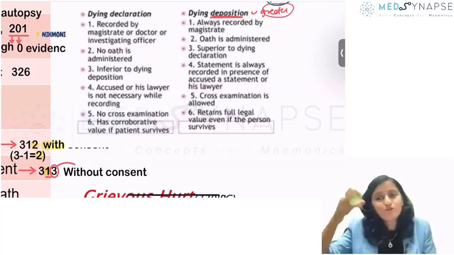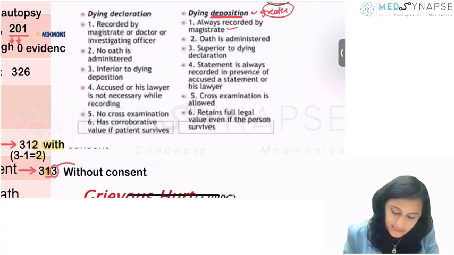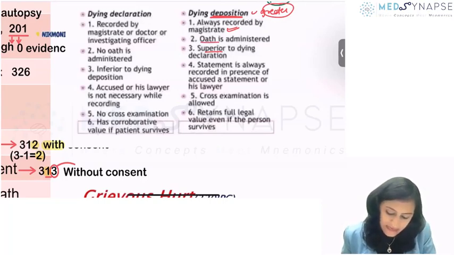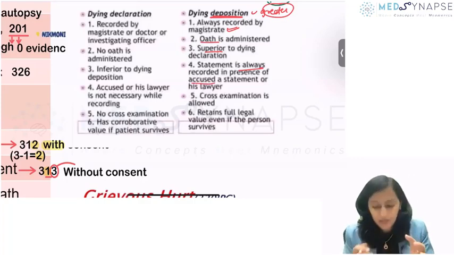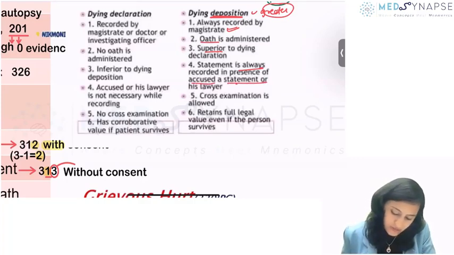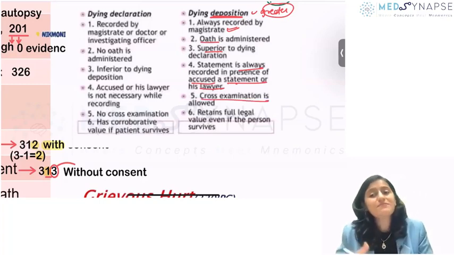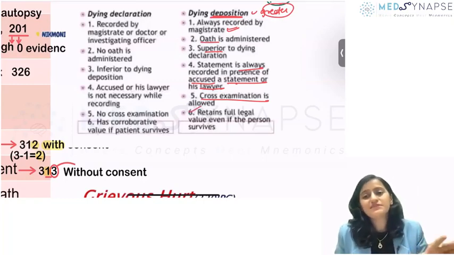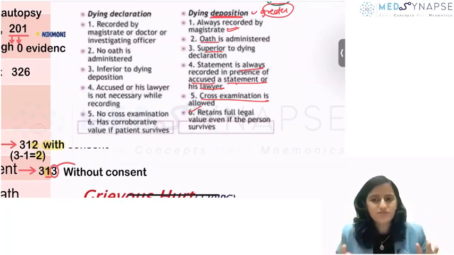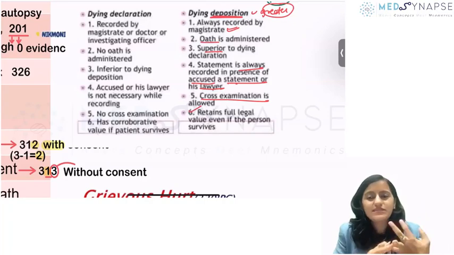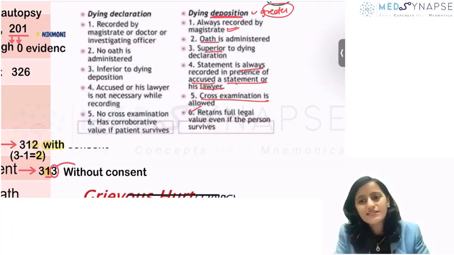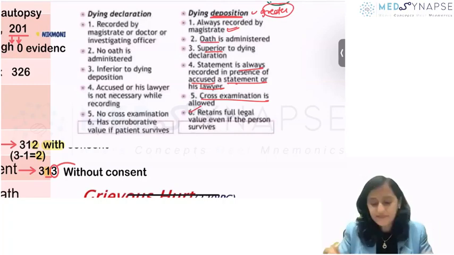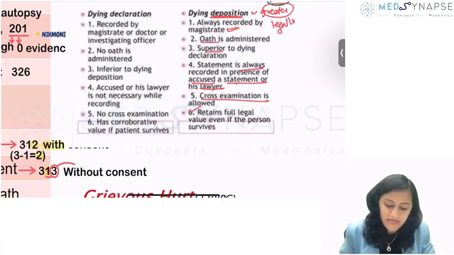The dying deposition, which has a greater value, always has to be recorded by the magistrate. The oath will have to be taken, right? This is superior to dying declaration. The statement is always recorded in the presence of the accused or his lawyer, and cross-examination is allowed, right? And this retains full legal value even if the person survives, because everything has been done by procedure. The oath has been taken, there's cross-examination, the accused or the lawyer is present, it is the magistrate. So remember all these formal legal points, this is all done very legally.